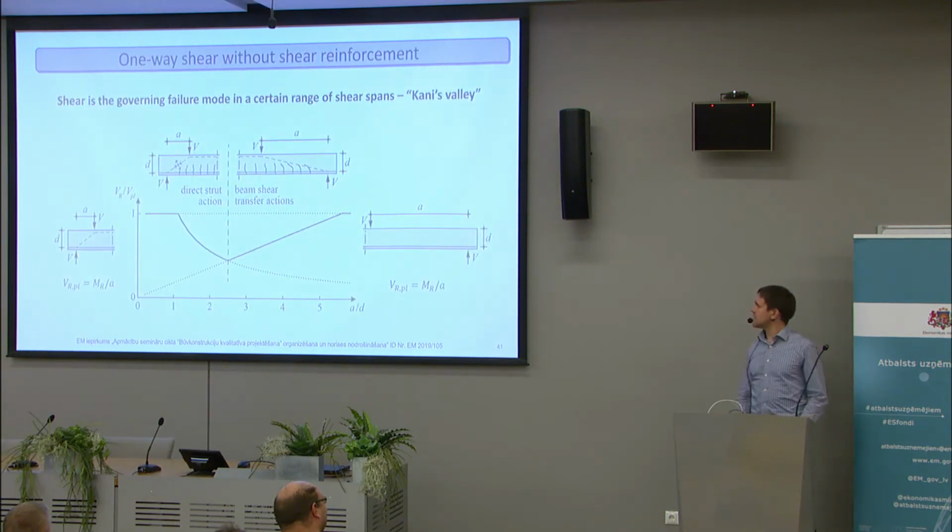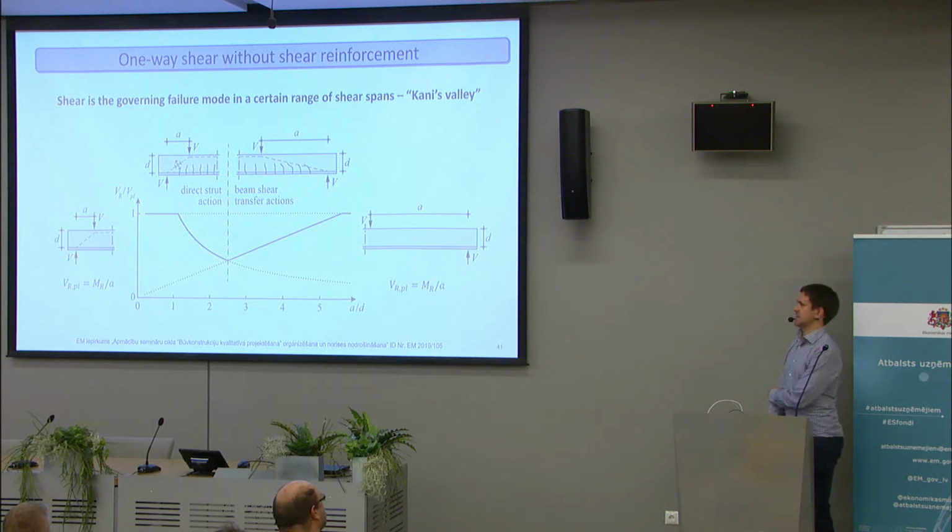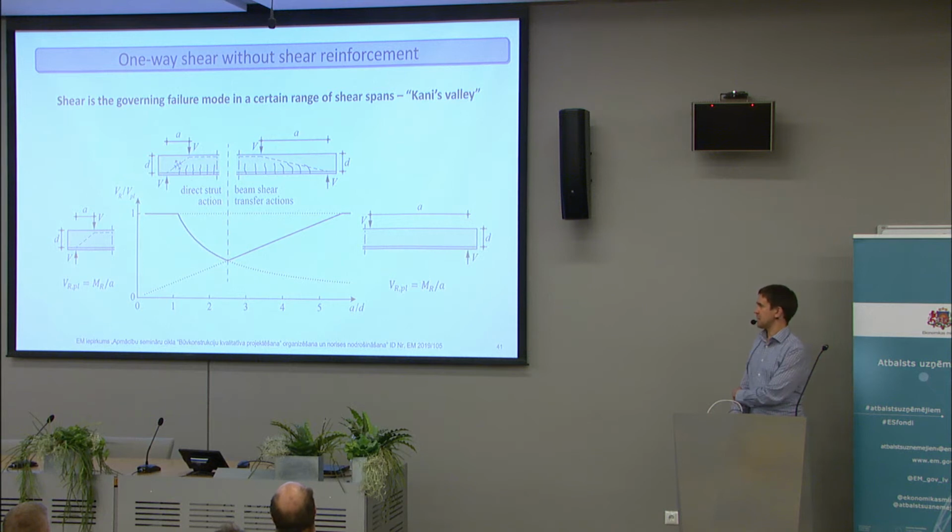So let's first start with one-way shear. Now we are looking at slab strips that carry shear and bending only in one direction, which can be easily tested on beams without shear reinforcement. In beams we would normally have shear reinforcement, but we are modeling slab strips, and in slabs we often don't have shear reinforcement, so that's what we are testing.